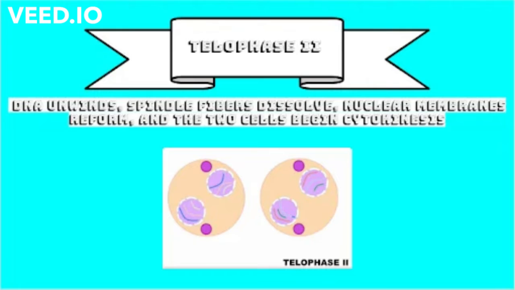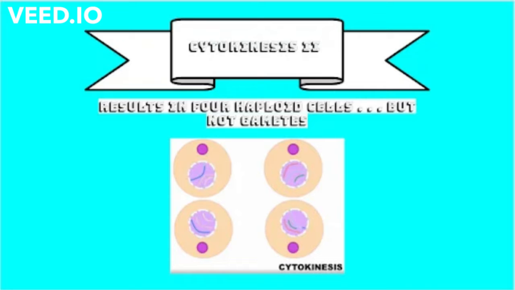Finally, in telophase 2, DNA unwinds, spindle fibers dissolve, nuclear membranes reform, and the 2 cells begin cytokinesis. This cytokinesis results in 4 unique haploid cells. Each cell has 23 chromosomes. However, the cells are not gametes quite yet.